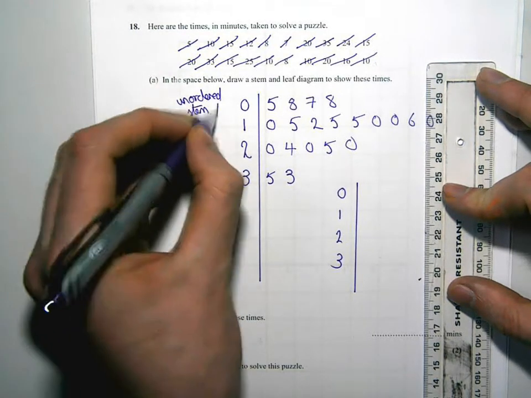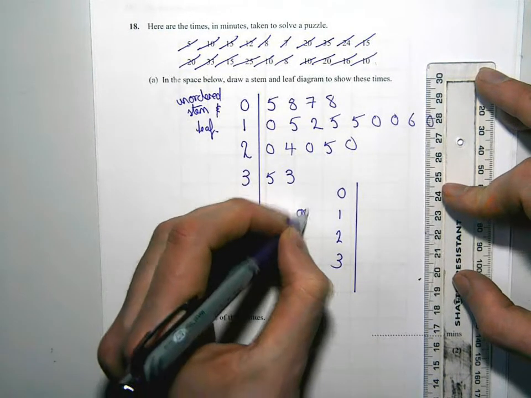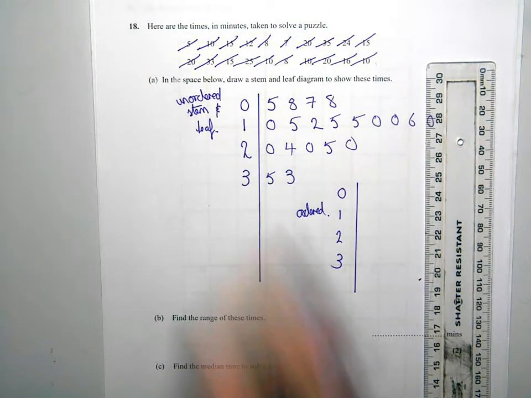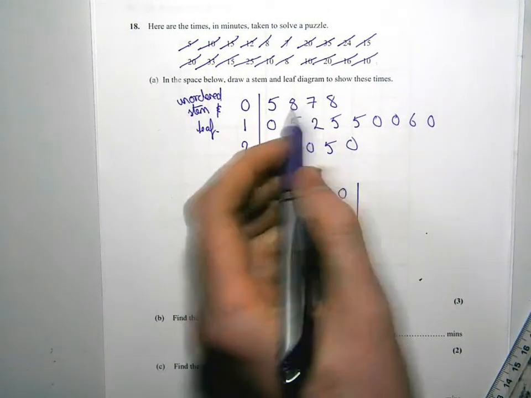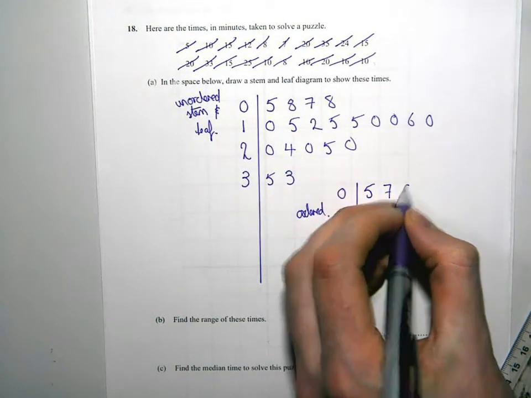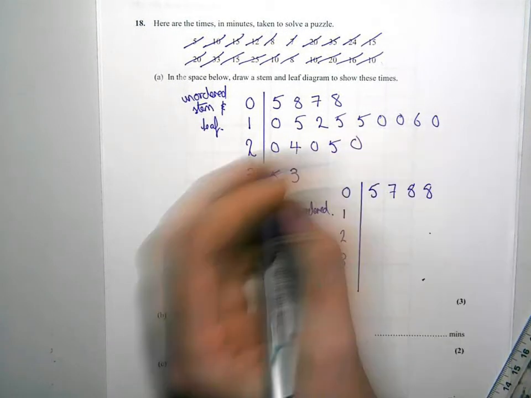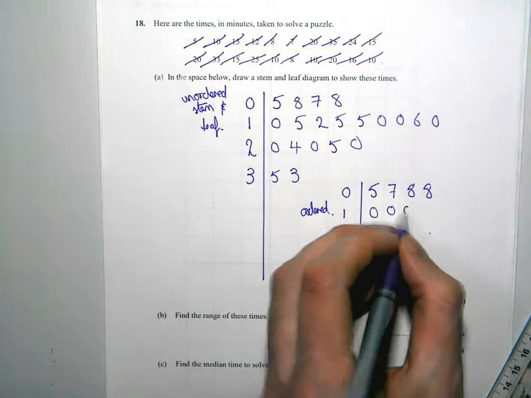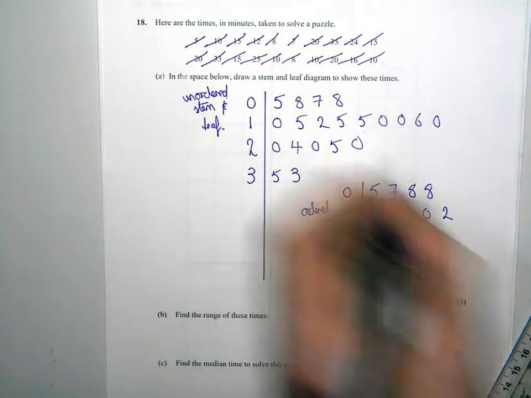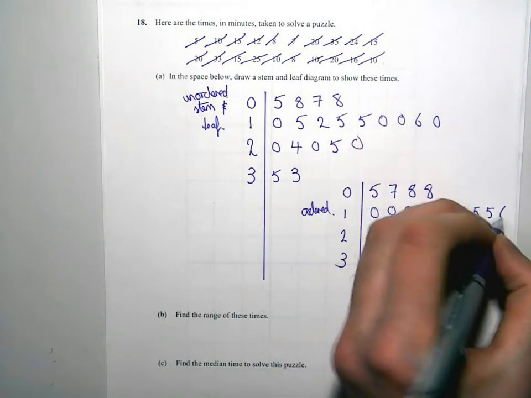This is called an unordered stem and leaf. Now here we're going to do an ordered one. An ordered stem and leaf. So all we're going to do is just change the numbers so they're in order. So we've got 5, 7, 8, 8. So here 0, 0, 0. We've got 4 zeros. Got 2, 3 5s, and a 6.